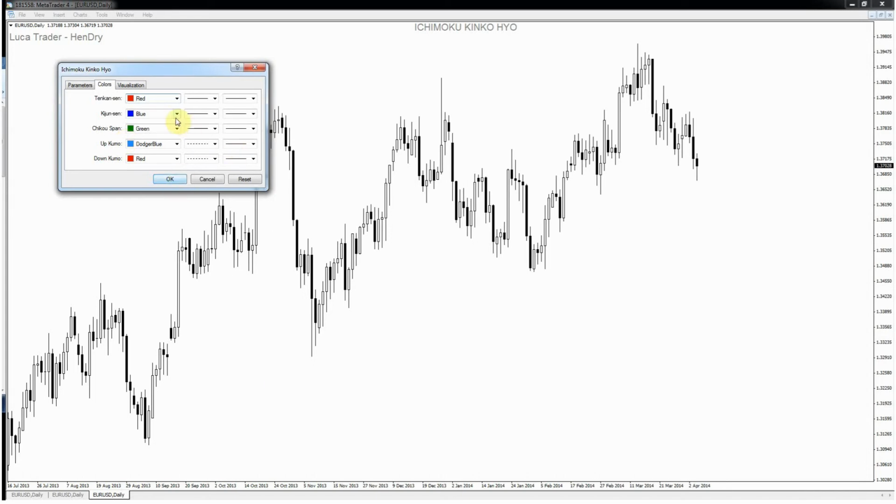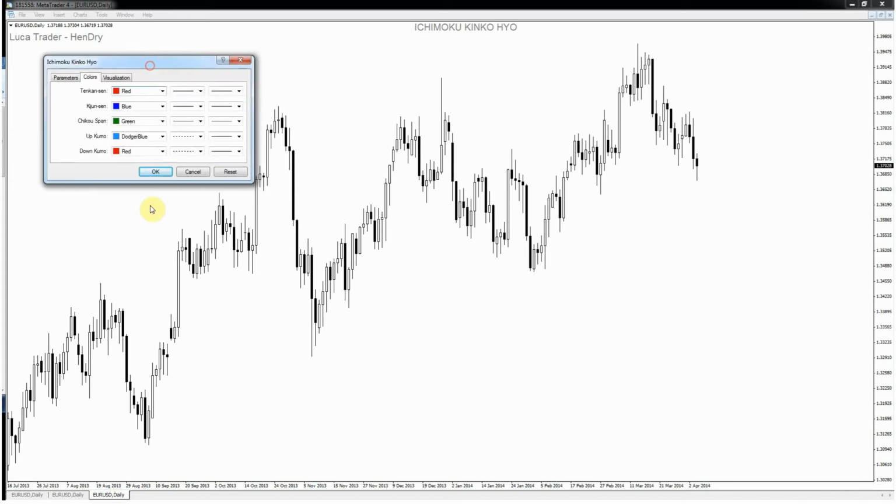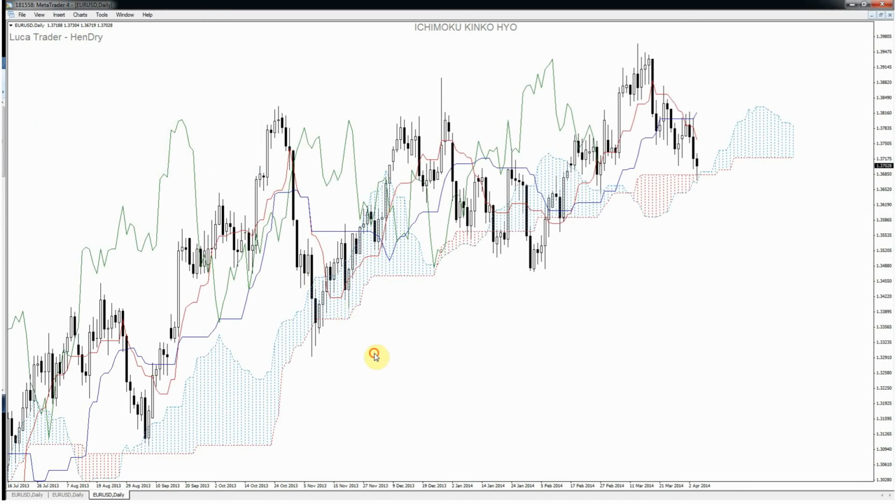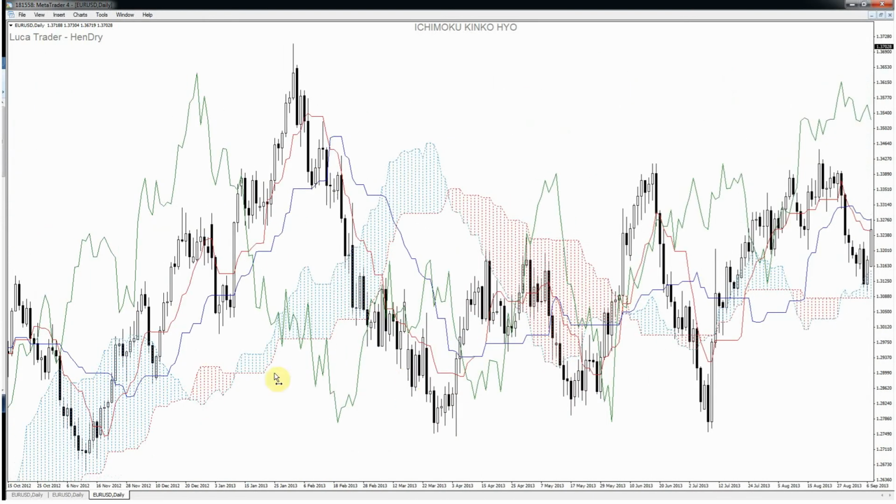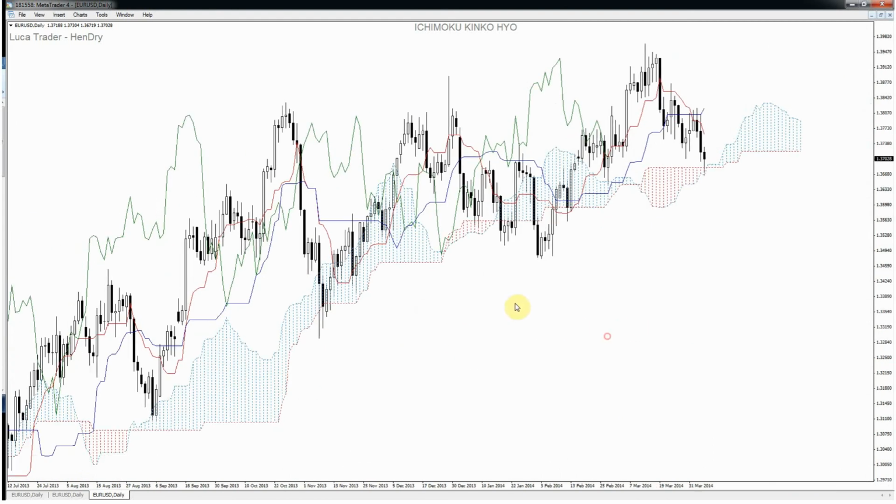Right. As we get started, if this is your first time adding Ichimoku Kinko Hyo to the chart, it might be a little bit intimidating because it might mess up the entire chart. So let's just get started. Right, this is it. It's one of the most complex indicators that you could find, compared to simpler ones like RSI, moving average, ATR, MACD, or something like that.